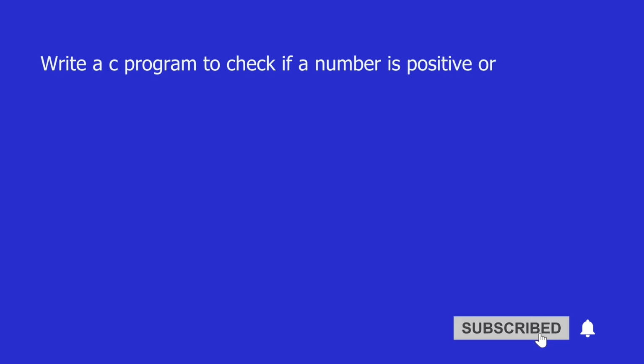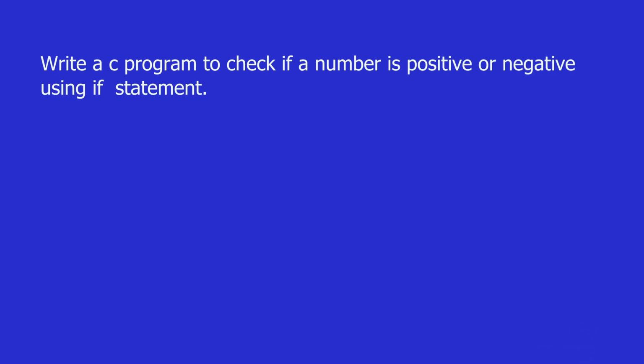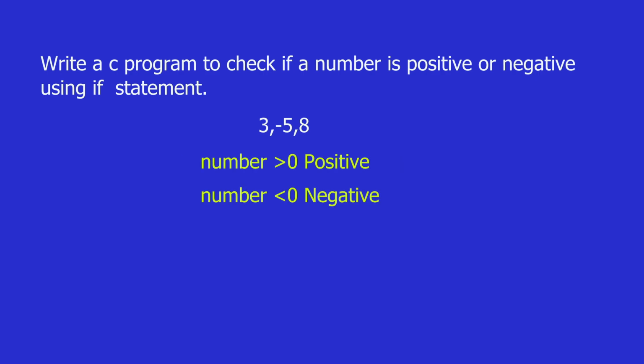Write a C program to check if a number is positive or negative using the if statement. Let us consider some numbers: 3, minus 5, 8. 3 is positive because 3 is greater than 0. Minus 5 is negative because minus 5 is less than 0. 8 is positive because 8 is greater than 0. If a number is greater than 0, then the number is positive. If a number is less than 0, then the number is negative.